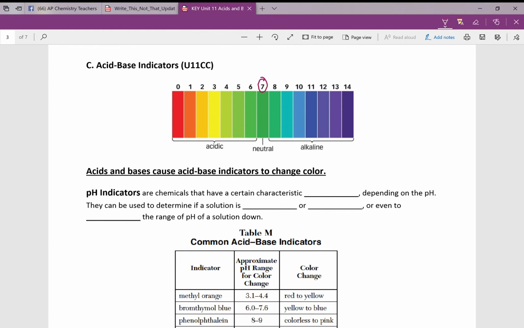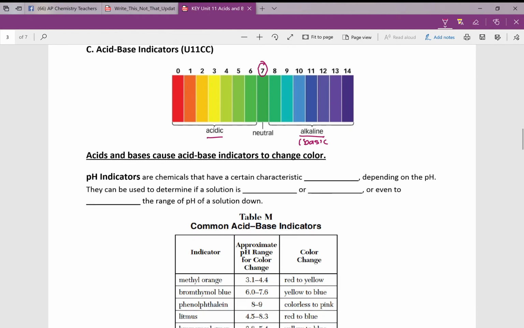Okay, anything less than 7 is going to be acidic. Anything greater than 7 is going to be alkaline, which means that it's basic. Okay, the lower you go, the more acidic it is, and the higher you go, the more basic it is. And we'll be going over the pH scale coming up in the next topic.